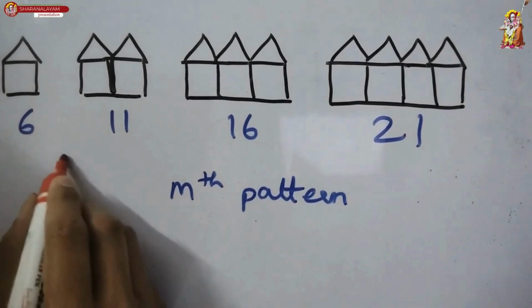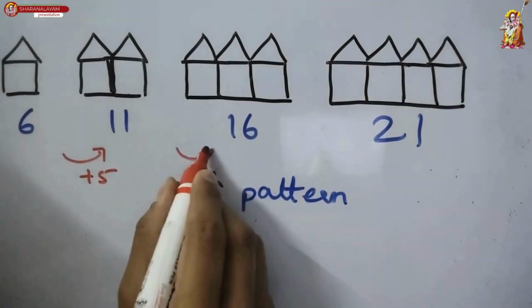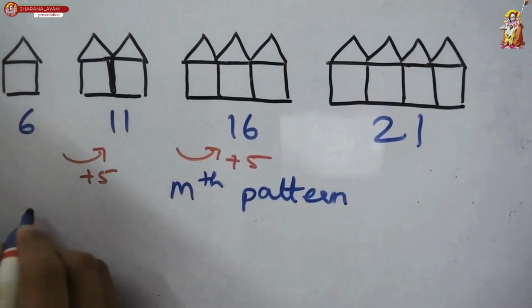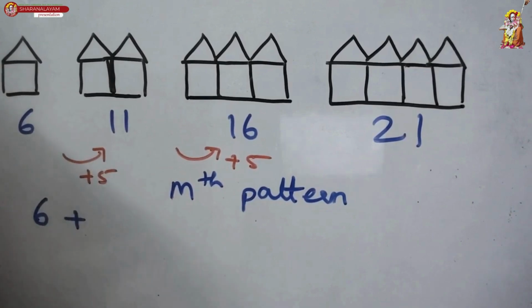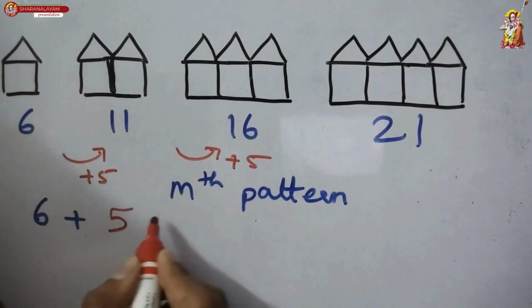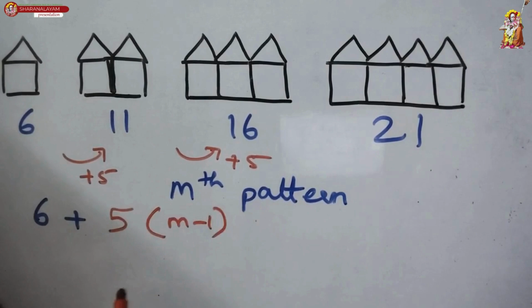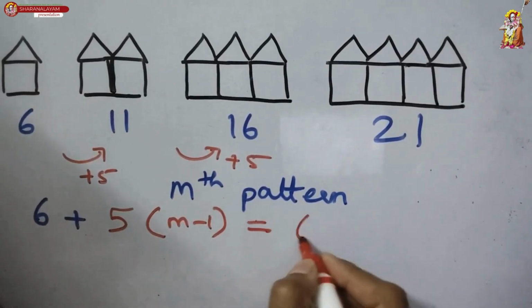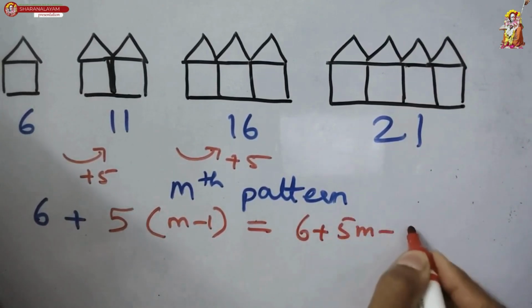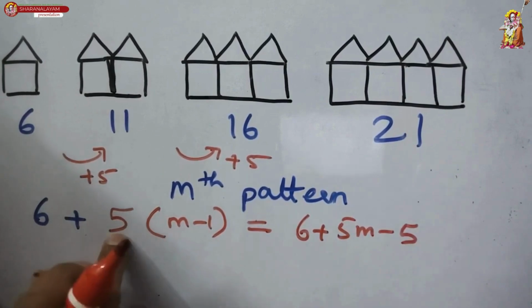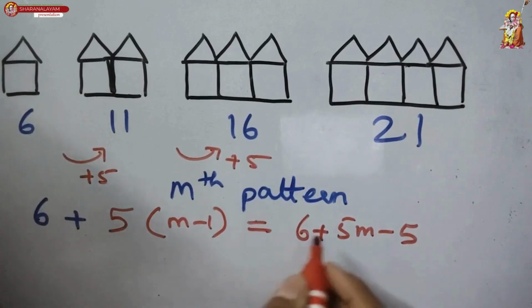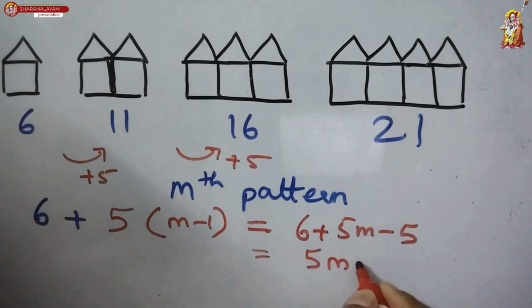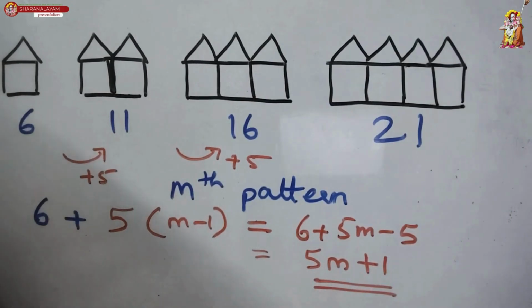Again, here also +5, everywhere +5 is coming. So for the mth pattern, the 6 is fixed. And how many times will 5 come? m minus 1 times 5. Correct? So the rule will be 6 plus 5m minus 5. Correct? 5 into m, 5m, 5 into minus 1, minus 5. Okay. So this 5m will remain as it is. 6 minus 5 plus 1 comes. So 5m plus 1. That is the rule. Okay.